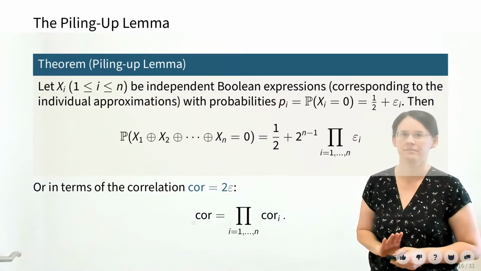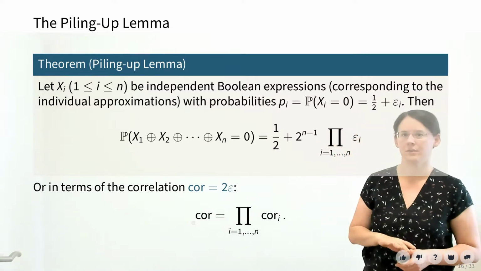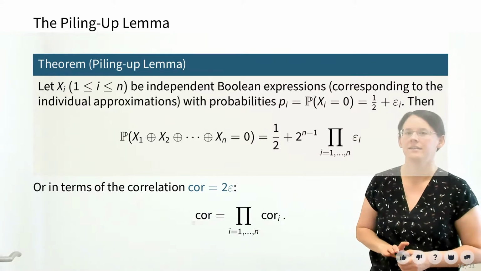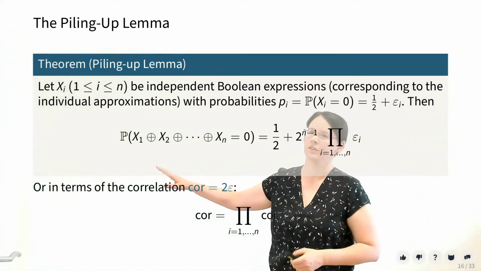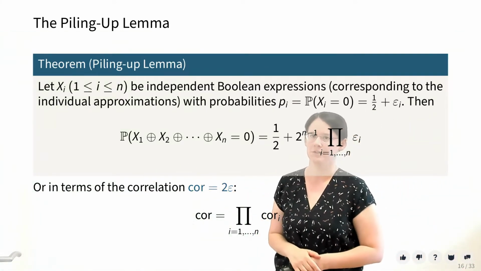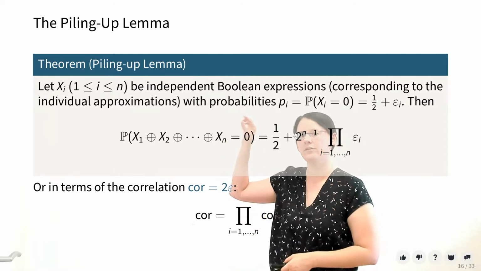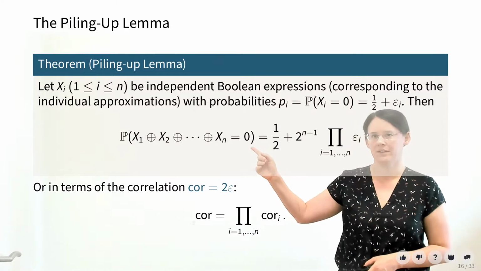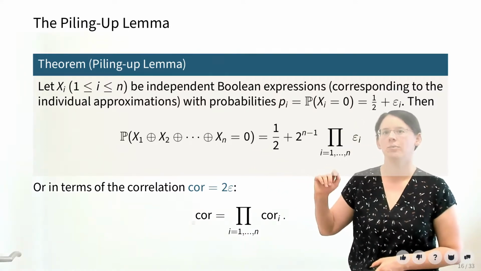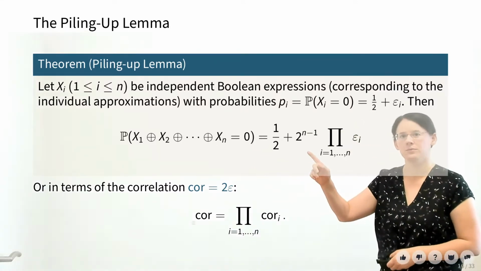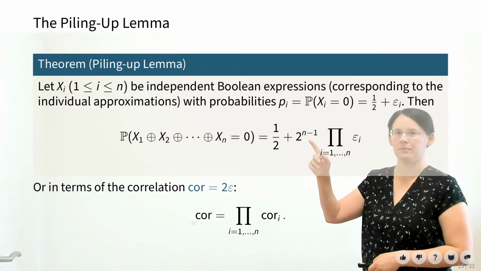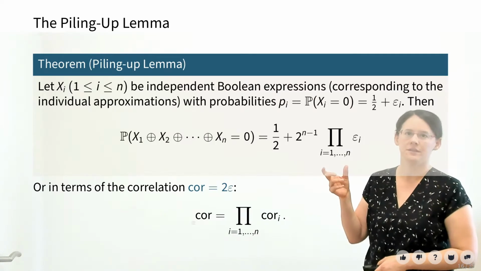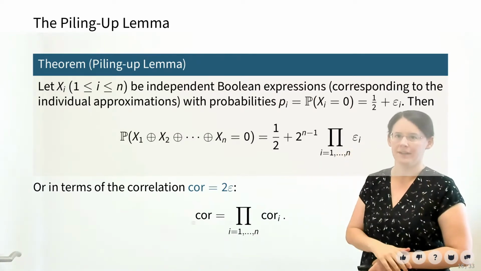Then each of them has their own independent probability of being correct. And if I now XOR not just 2 but n of these equations, for example the equations of each of the n rounds of the cipher, then the probability that this combined equation is correct is 1/2 plus 2 to the power of n minus 1, where n is the number of approximations I had, times the product of all the biases.